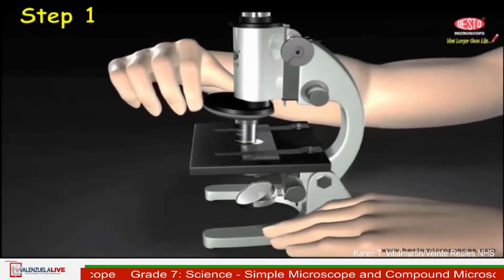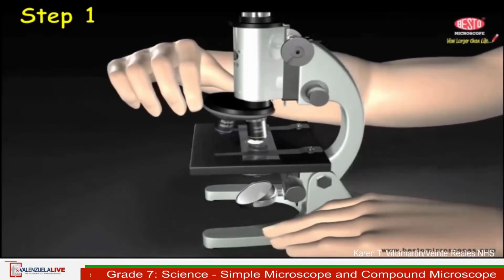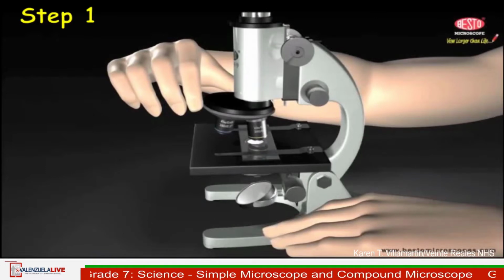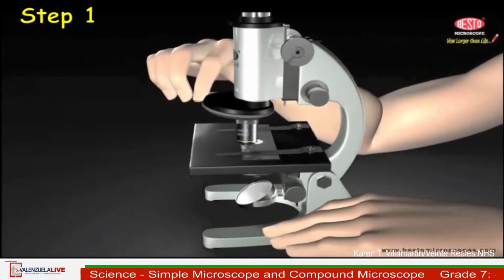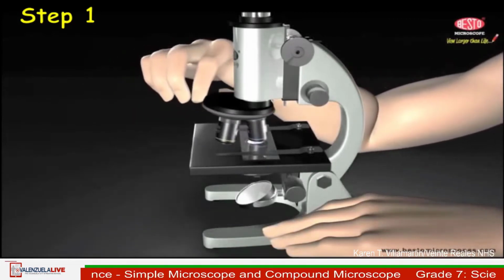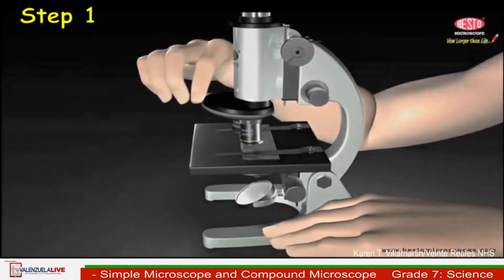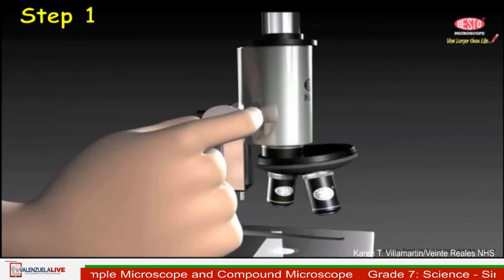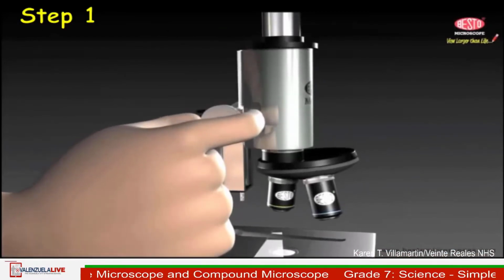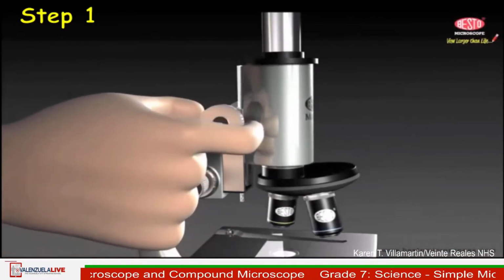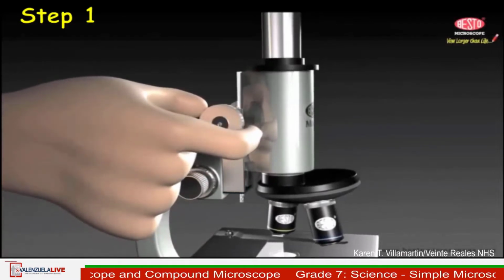Step 1. Turn the revolving nose piece into the lowest power objective lens. The lower power objective is the shortest one. Also move the coarse adjustment knob while observing the distance between the slide and the low power objective.